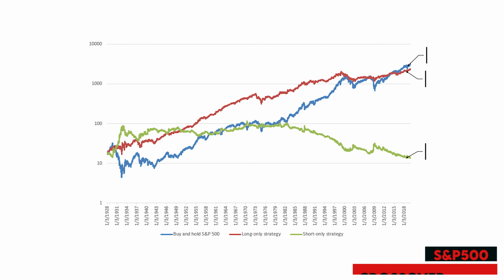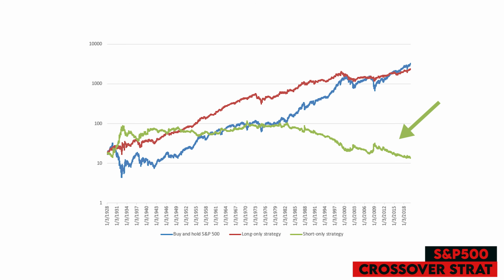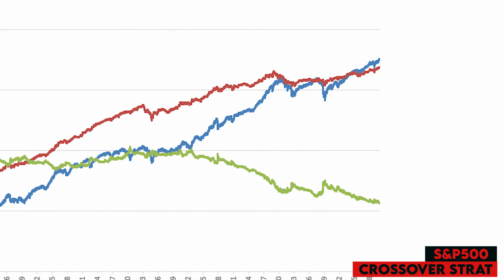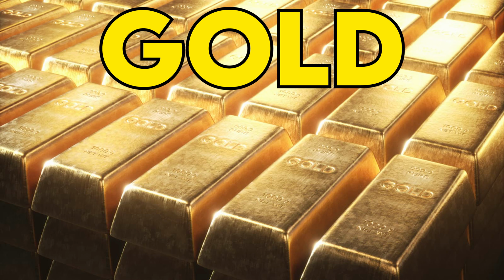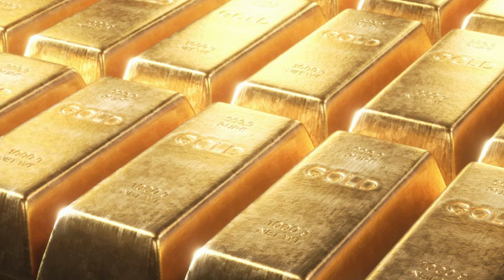So as you can see with the bullish MACD signals, it actually somewhat worked, while oddly enough, the short only MACD signals did not work too well, which I found really interesting. But while the bullish MACD signals were close, both of these strategies didn't do as well as just buying and holding the S&P 500. But then we move on to gold, and this is where it starts getting really interesting.